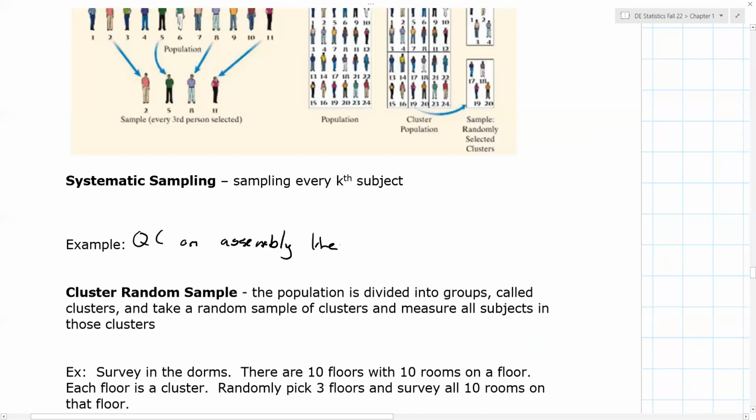All right, the next two, cluster and stratified sampling, often get confused with each other because at that top level, they look very similar. But once you dig a little bit deeper, there's a key distinction between the two things. So let's start with cluster sampling.